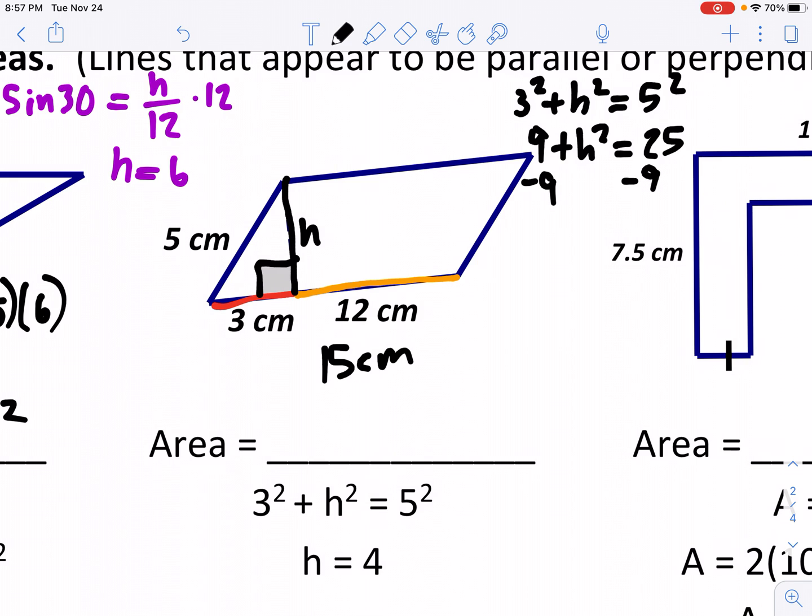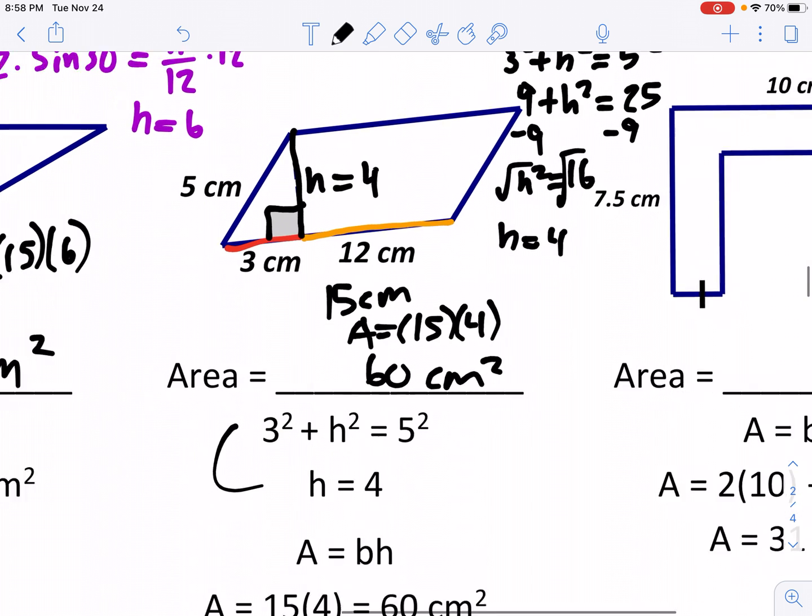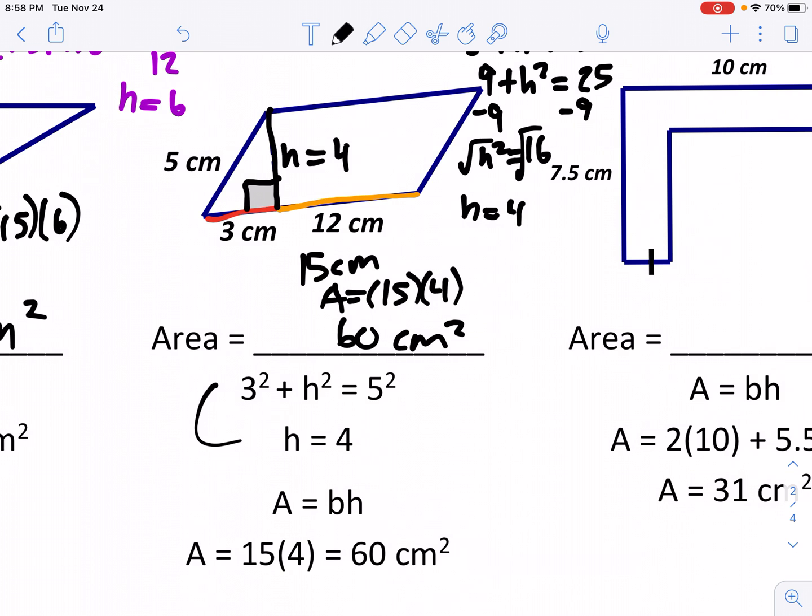And then we get h squared equals 16, square root both sides, and we get h equals 4. So the height is 4. Okay, and that's kind of what they're showing here too. And so with our base and our height now, we have 15. So the area is 15 times 4. In this case, 15 times 4, we get 60 centimeters squared. Okay, so the area of our parallelogram is 60 centimeters squared.